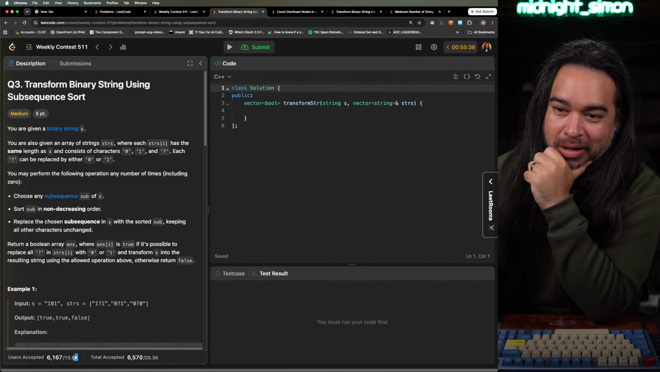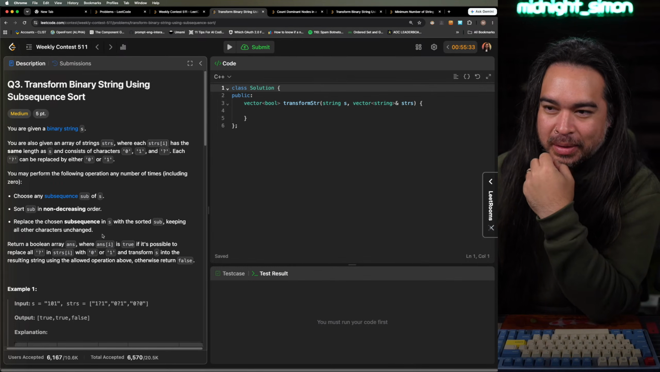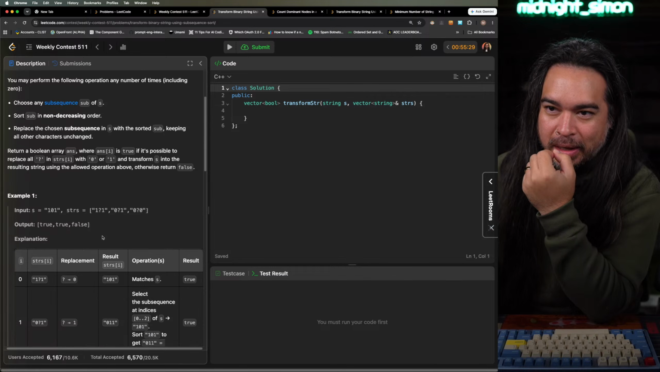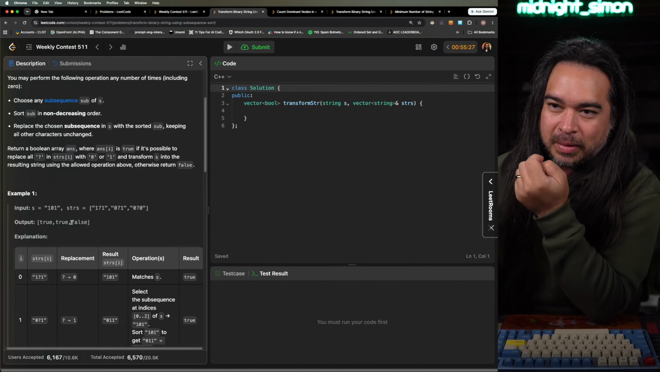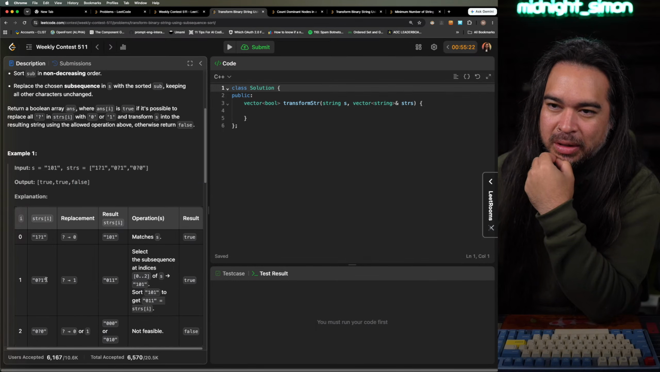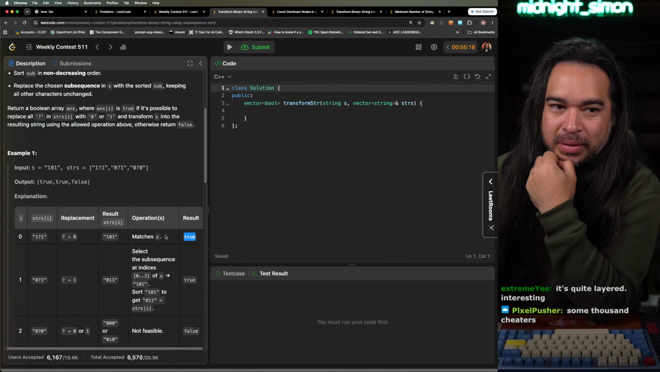But apparently, it's not hard for 6,000 people out there. So I think I can get some of the false cases by just counting the ones and zeros, but I'm not sure how to say we can match it.